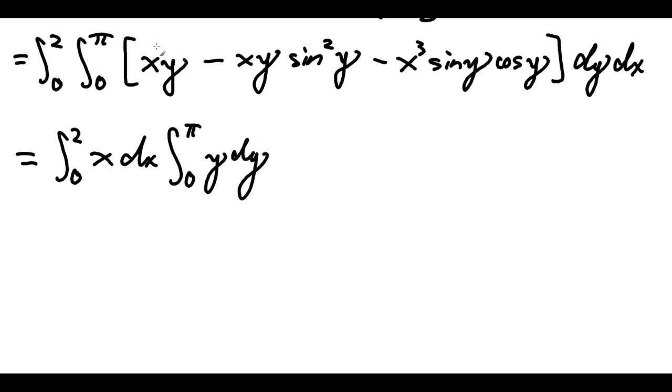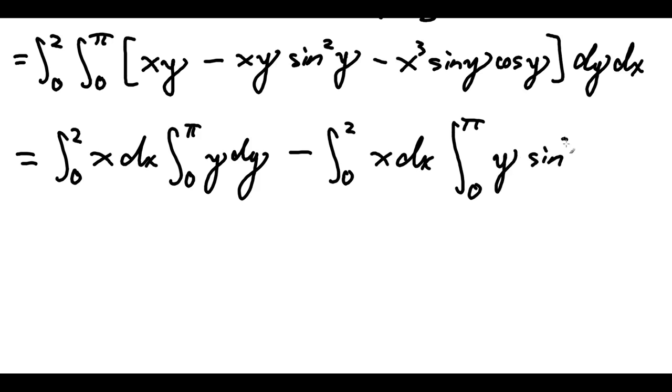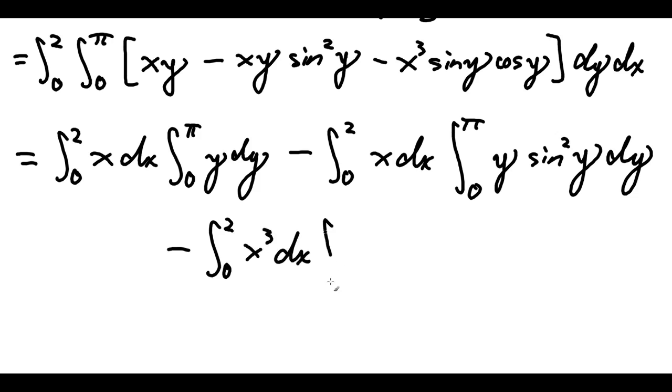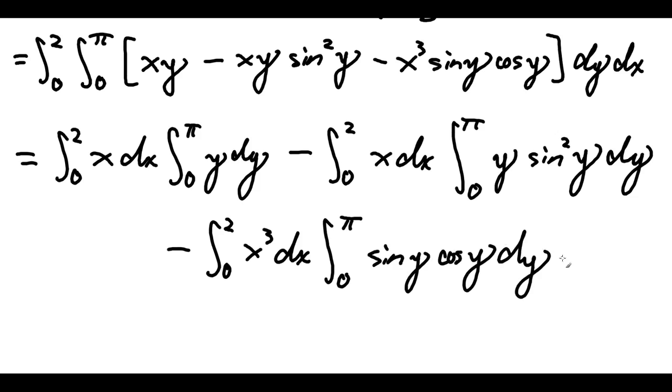This is our first term, right? And then we have minus the integral from 0 to 2 of x dx times the integral from 0 to pi of y sine squared y dy, minus the integral from 0 to 2 of x cubed dx times the integral from 0 to pi of sine y cosine y dy.